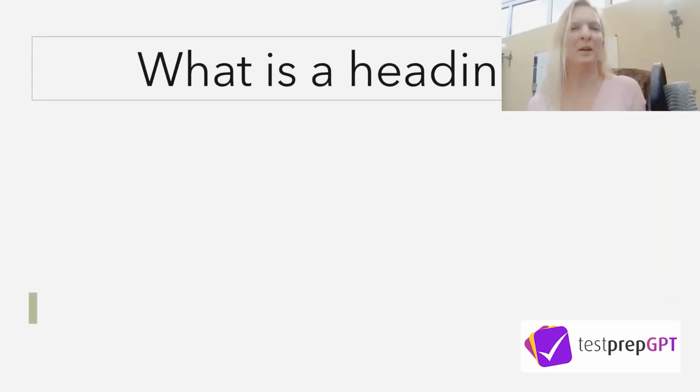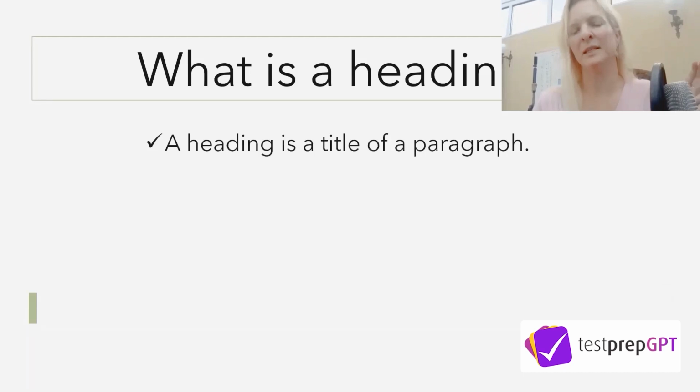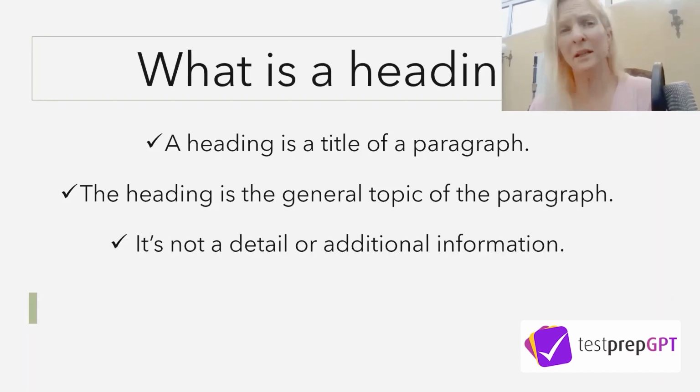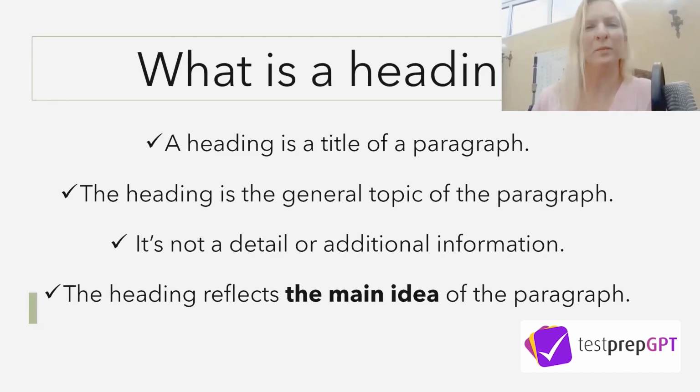I think that's the first thing we have to define. What exactly is it? A heading generally is a title of a paragraph. The title is the general topic or the general idea, the main idea of a paragraph. So it's basically a sentence that summarizes what that paragraph is. So it's not a detail of the paragraph, it's not extra information, it's actually the main idea. So once you know that, you know what to look for, right?